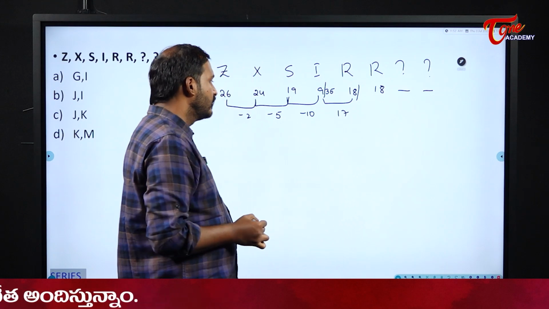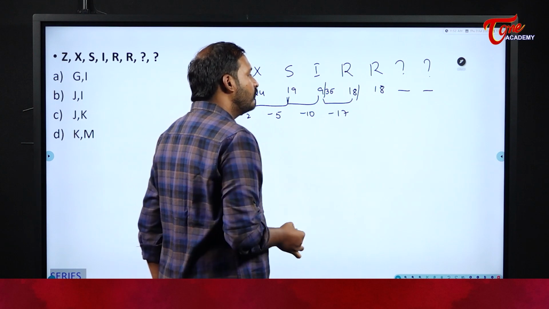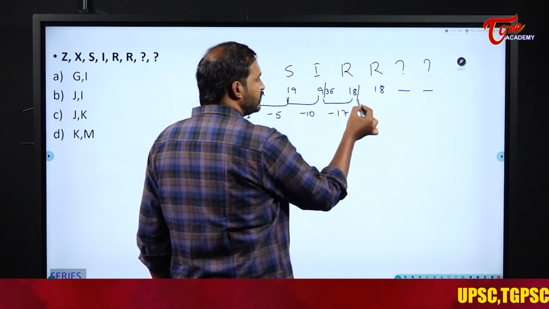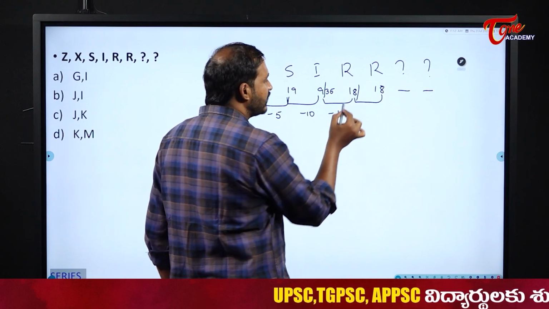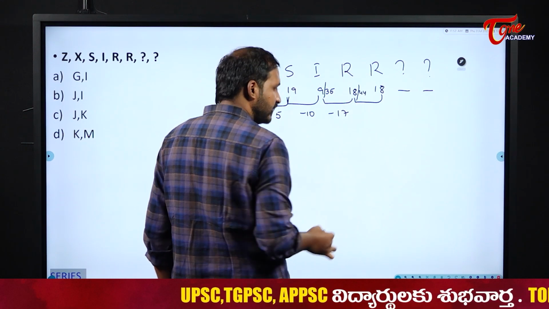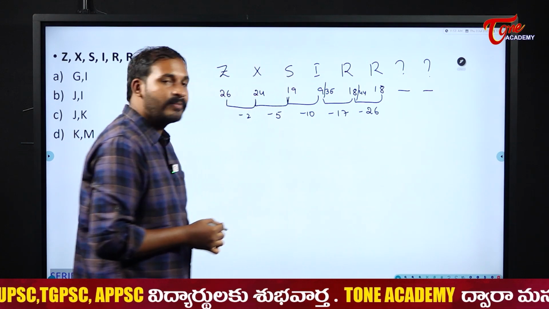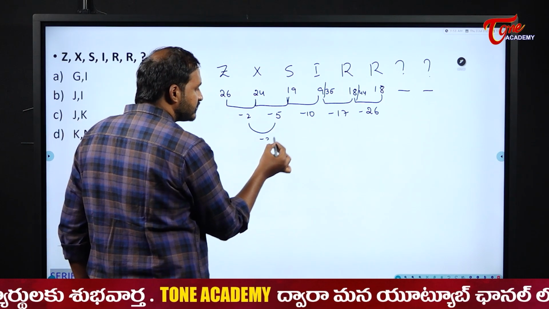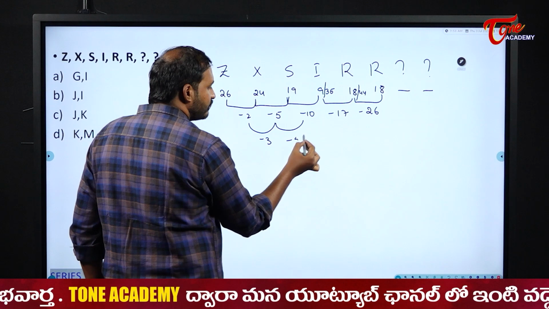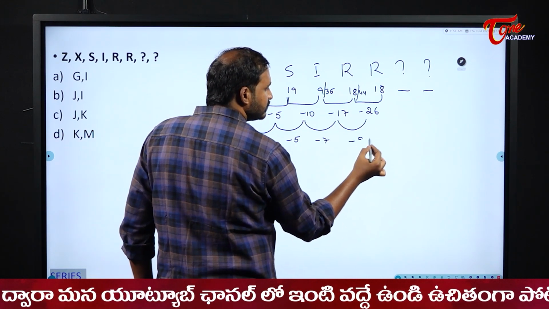Now see here: minus 3, minus 5, minus 7. If I want to continue the same thing from here to here, what will it become? R as 18 means I can also take R as 44, right? Yes, you can take. So here it will become minus 26. Now please observe here, students. From here to here: minus 3, minus 5, minus 7, next minus 9, right?